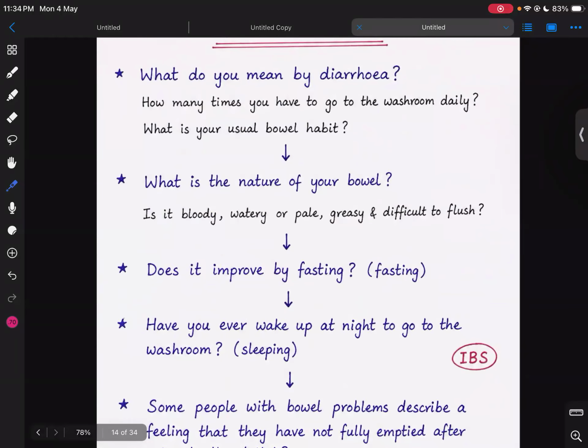Then our third question should be, does it improve by fasting? Why is it important? There is a type of diarrhea which is called secretory diarrhea. So what happens in case of secretory diarrhea? In case of secretory diarrhea, there happens to be a continuous inflammation in the gut wall.